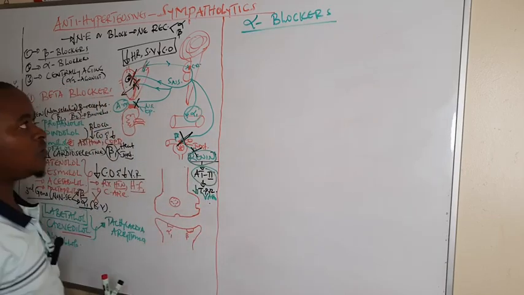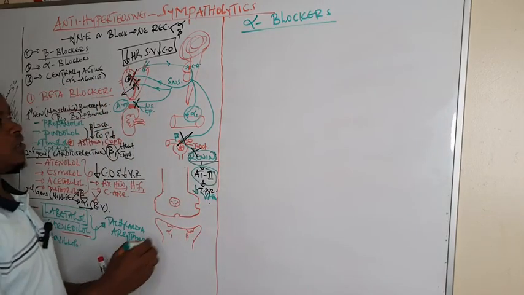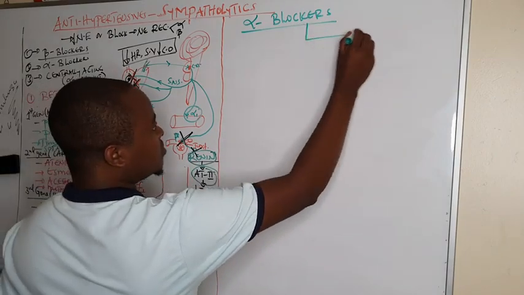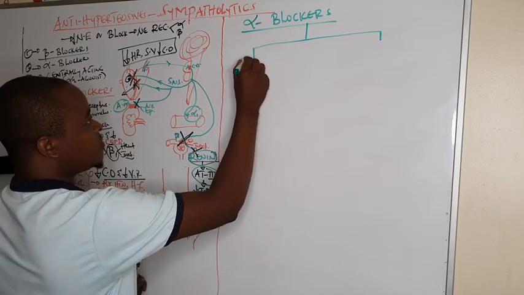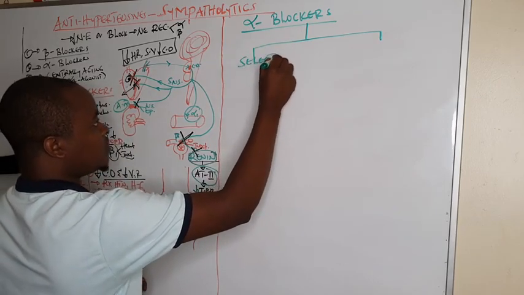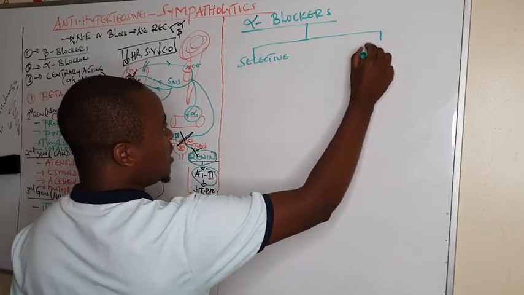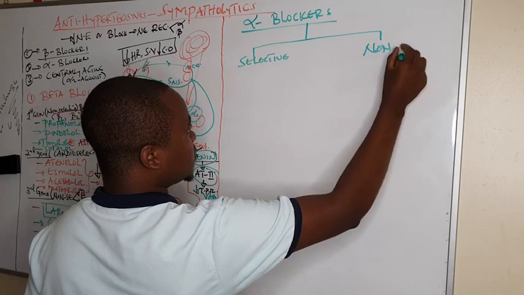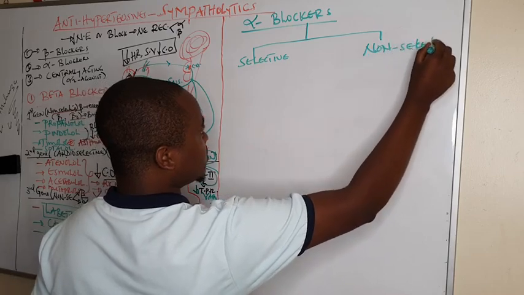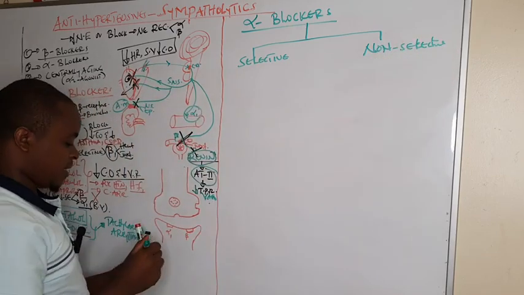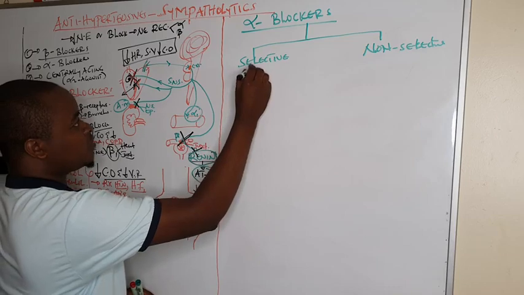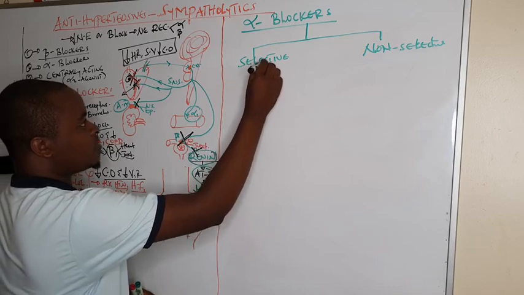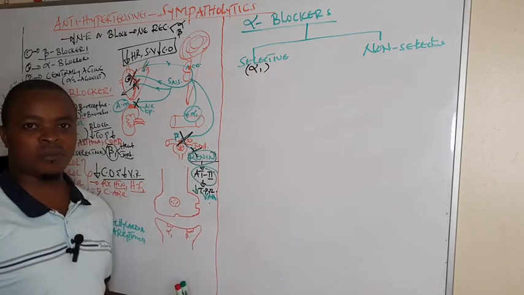These alpha antagonists are also divided into two. We have those which are selective for alpha, and those which are non-selective. Among the selective, we have examples of these. They are specifically for alpha-1 receptors found in the smooth muscles.